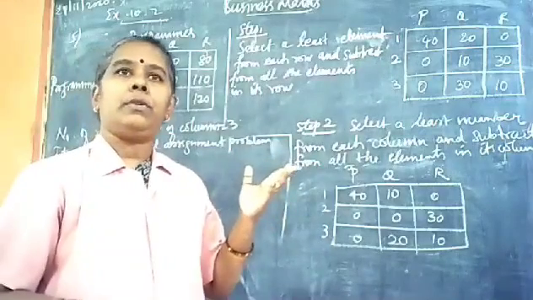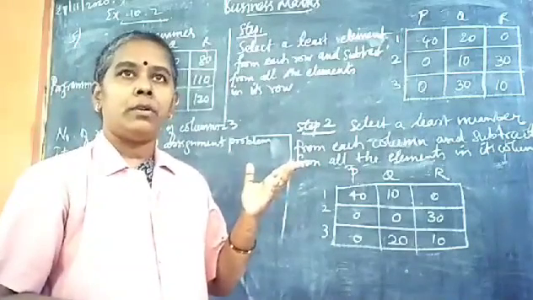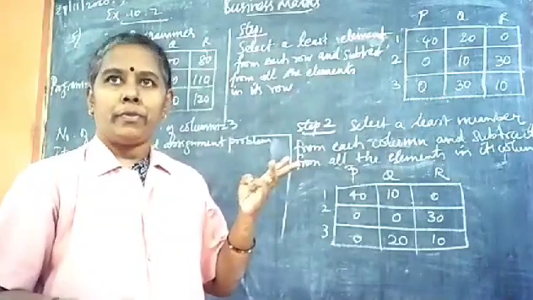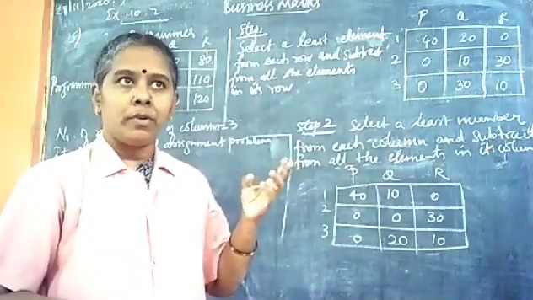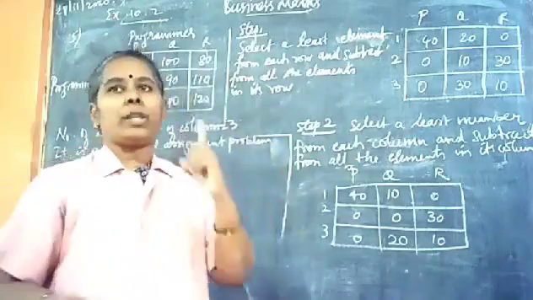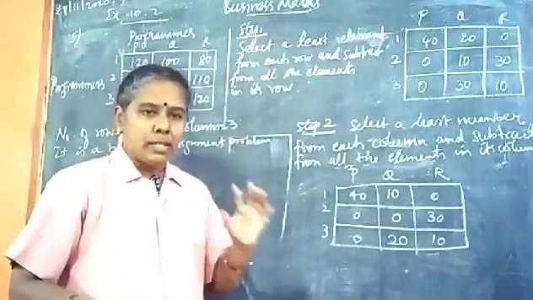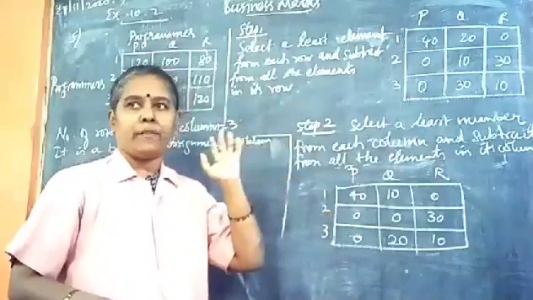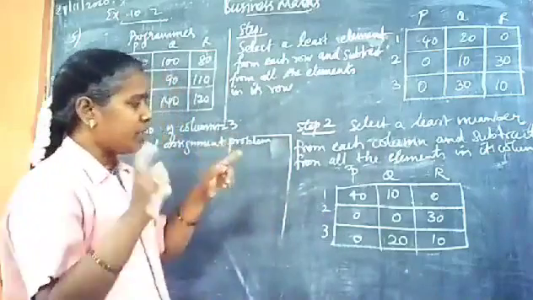Checking that each row and each column has at least one zero. Checking for at least 1 zero in both rows as well as in columns. Okay, now let me check the first row.